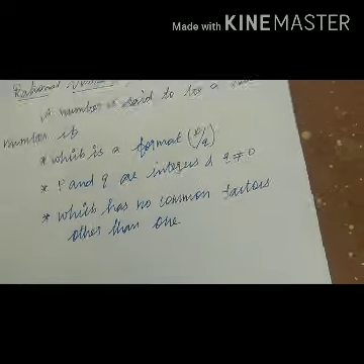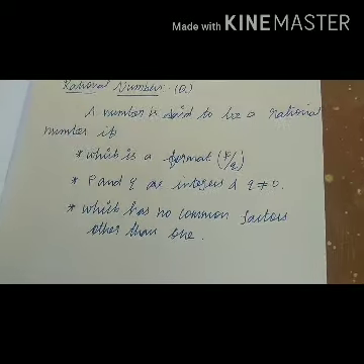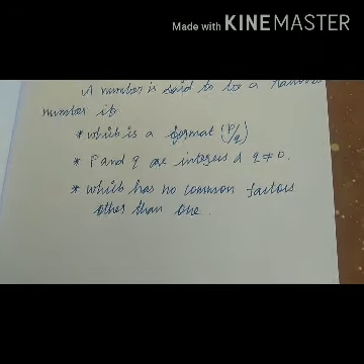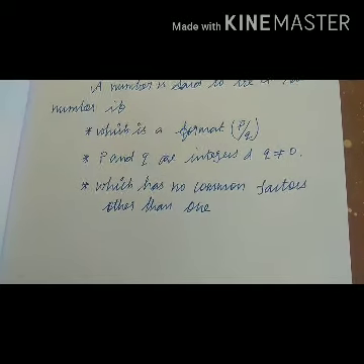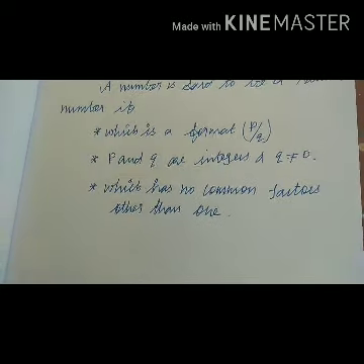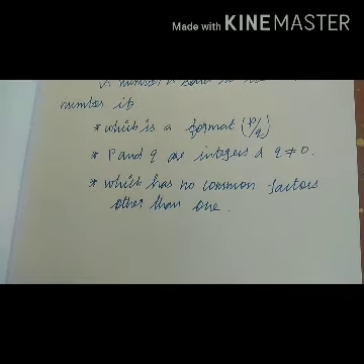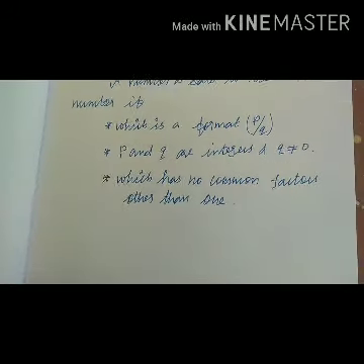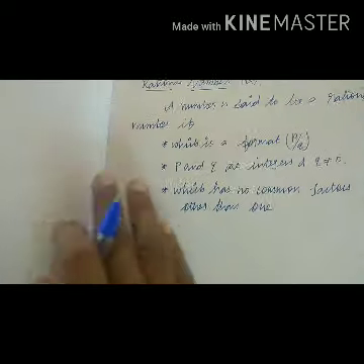Okay, so a number is said to be rational if it satisfies three conditions. First one, the format p by q. Second condition, p and q are integers and the denominator q is not equal to 0. And finally, the third condition, no common factors other than 1. If a number satisfies the three conditions, we can say that the number is rational. Okay, example.